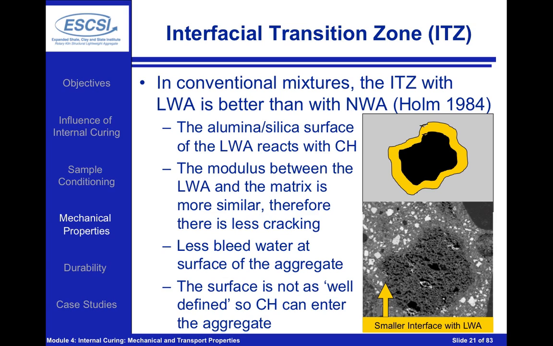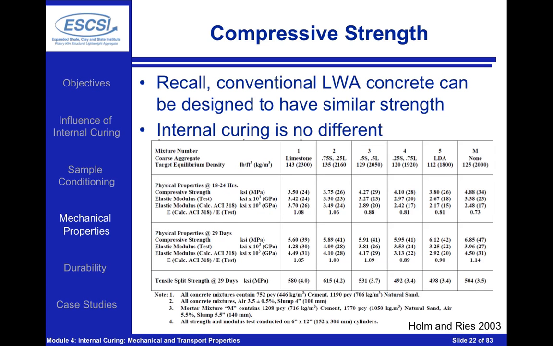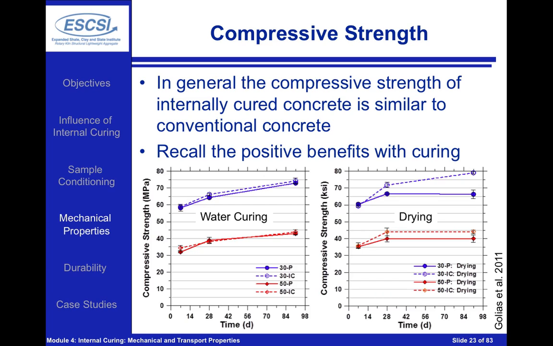So part of this discussion is that when we use lightweight aggregate, we typically see a much smaller influence of an interfacial transition zone. So lightweight aggregate concretes can be designed to have very similar strengths to normal weight aggregate concretes. Internal curing is not any different at all from this, and in fact we typically see very similar strengths because we're only replacing a small portion of the sand inside of the system. So as I mentioned before, generally what we see is the compressive strength of internally cured concretes being very similar to conventional concretes, generally within a 10% reduction to a 10% benefit.